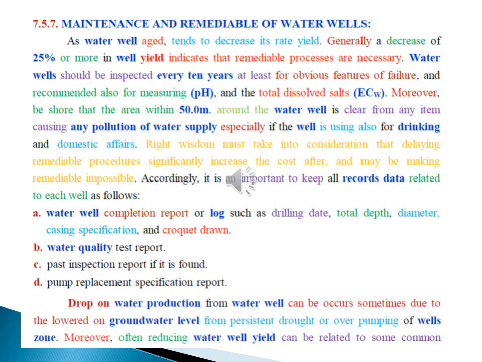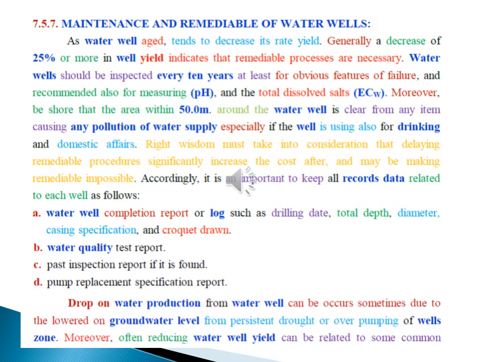By this, be sure that the area within 50 meters around the well is clear from any item causing pollution of the water supply. Also, wisdom must take into consideration that delaying remedial procedures significantly increases the cost later and may make remediation impossible.